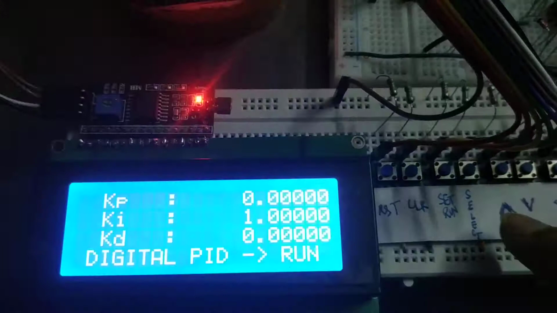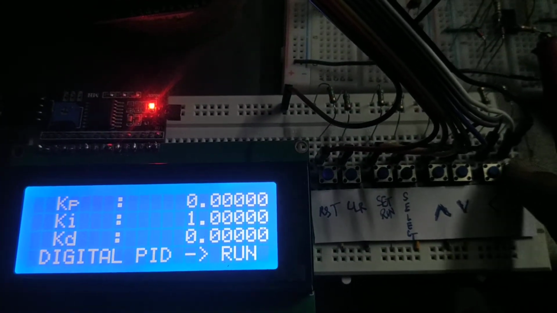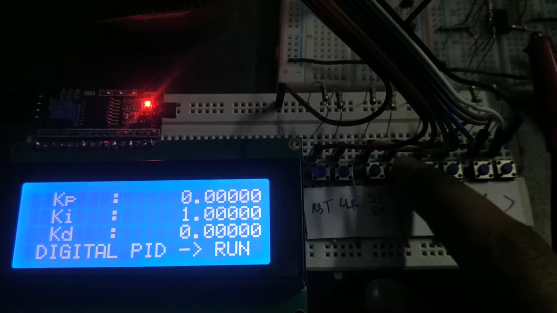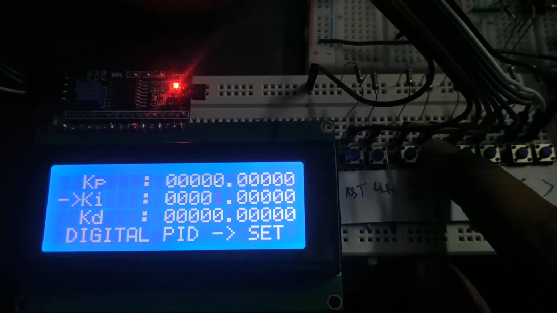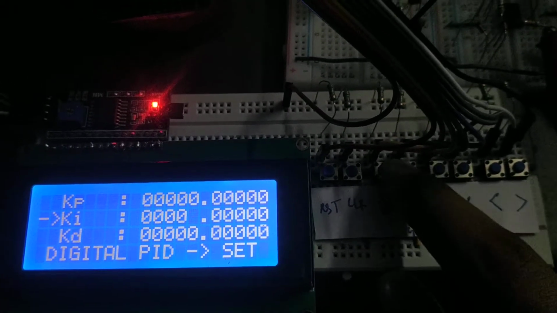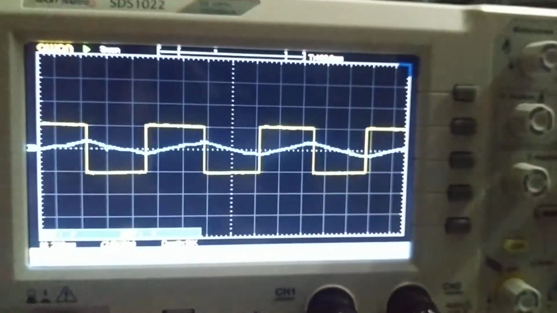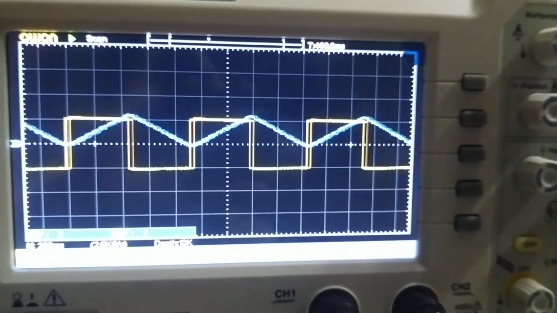Now if we set I equals to 2, then we can expect the triangular wave will be multiplied by 2. If we now run it, it got multiplied twice.